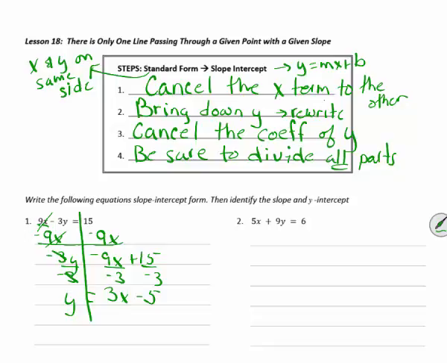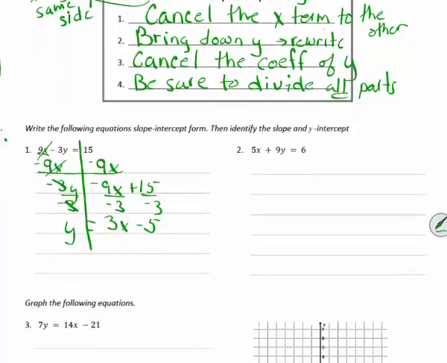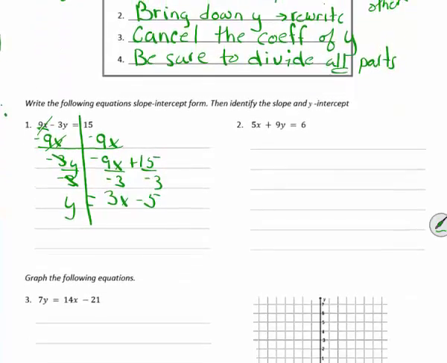So now it's in the form that we had, and what I can do then is now I can identify the slope and the y-intercept. Slope, y-intercept. Because the y-intercept is the b. So I'm going to write it out. Slope is 3, and I'm going to write it as a fraction. Y-intercept, which is b, and I'm going to write that as a point, 0, negative 5.